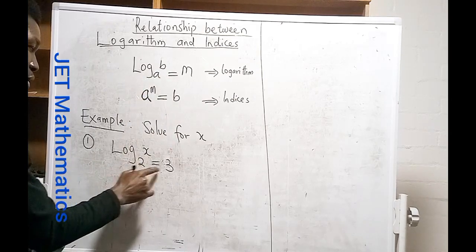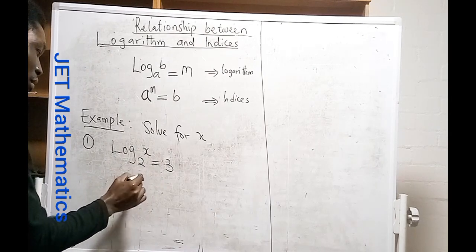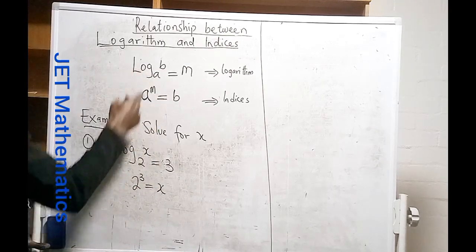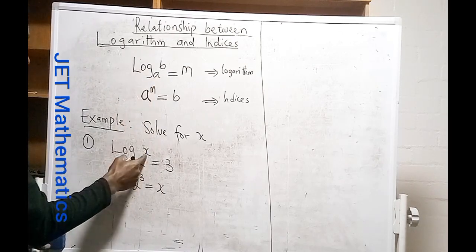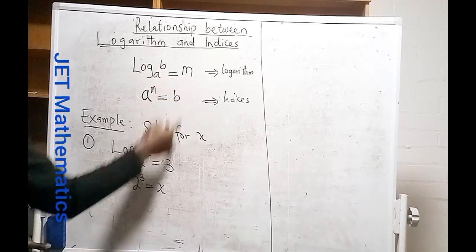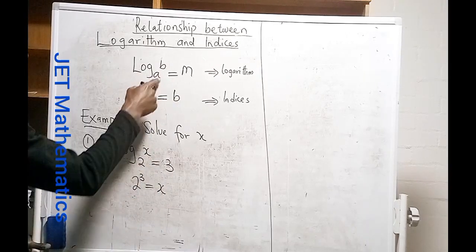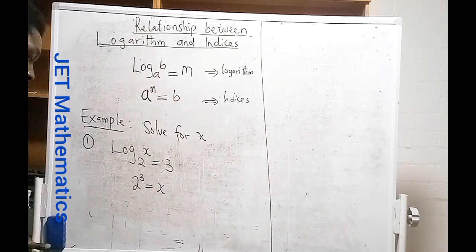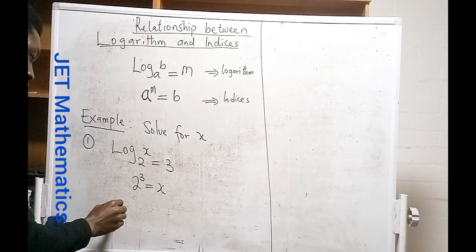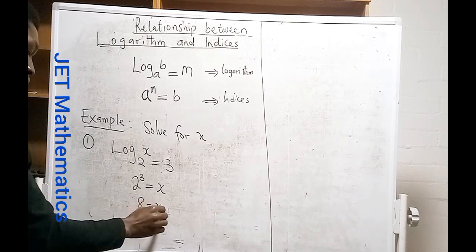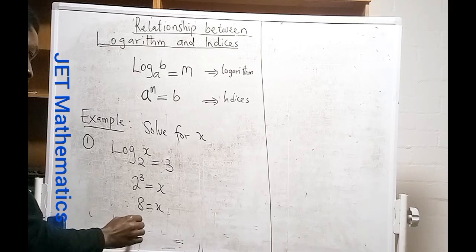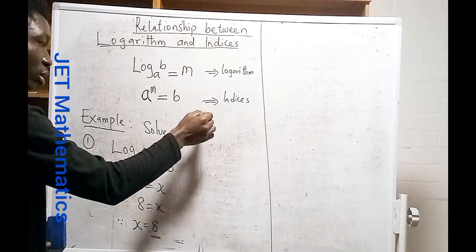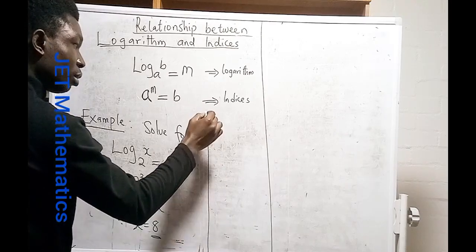So we can say 2 raised to the power of 3 is equal to x, just using this relationship. Here is our log, here is our base a, here is our b, and here is our m. Translating this, a raised to power m equals 2 raised to power 3 equals x. And then 2 raised to power 3 is 8, which is equal to x. Therefore, x is equal to 8. Pretty easy, right? Let's also assume we have another problem like this.